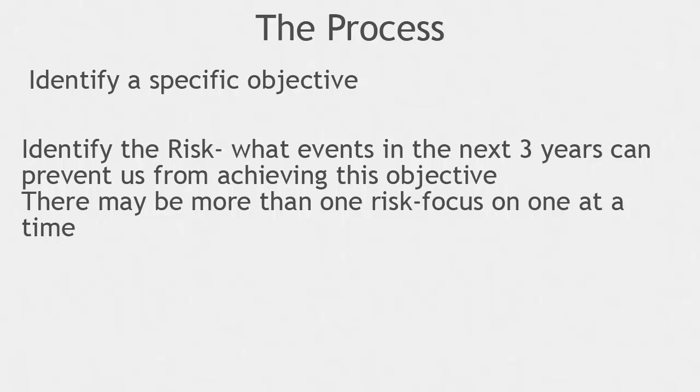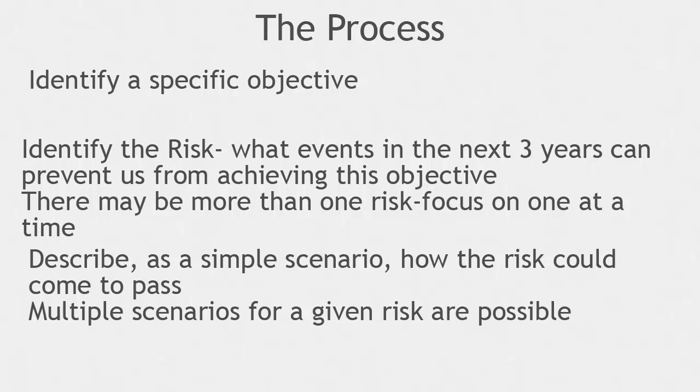For example, you might ask, what events in the next 3 years can prevent us from achieving this objective? Identify as many risks as you can. There may be more than one risk, but we'll focus on one at a time to illustrate the process here. For each risk, identify one or more simple scenarios for how the risk is most likely to come to pass. Multiple scenarios for a given risk are possible.